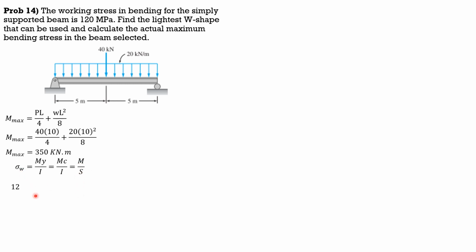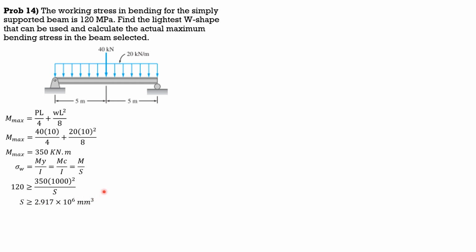So substituting, 120 should be greater than or equal to 350 times 1000 square to convert kilonewton meter to Newton mm, divided by section modulus, so that the section modulus should be greater than or equal to, in mm cube, 2.917 times 10 to the 6 mm cube. So next we have to find in the tables different W shapes such that the section modulus should be greater than this and it should be the lightest.